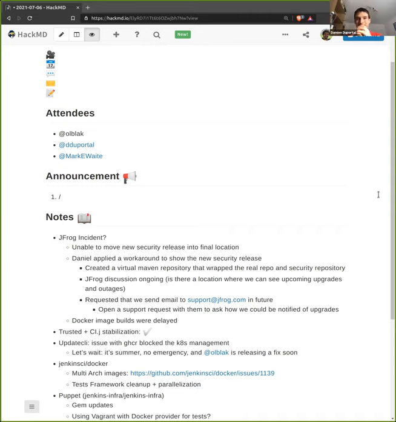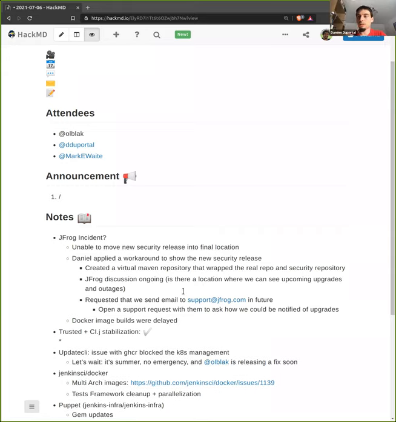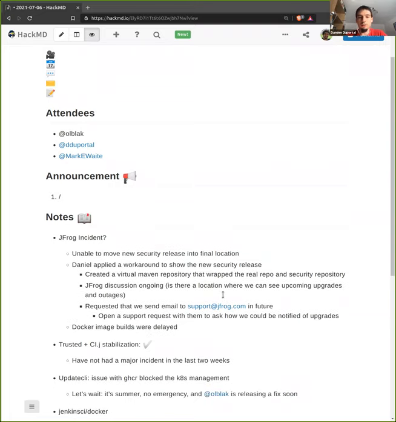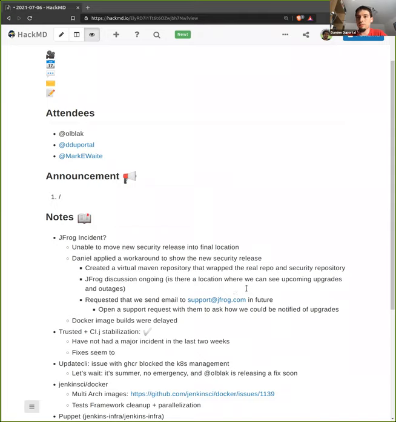Sounds good. So the next topic is about trusted CI and CI stabilization. Mark, Damien, you put that topic on the agenda. Yeah, it's just to acknowledge that it seems that we did not have major incidents during the past 2 weeks. I was on holiday last week, so I don't really know. Just confirm or tell me. But it seems that all the fixes we did in the past months have stabilized the instances. So we don't have much more time to spend on this unless something new comes up. Yeah, that was very nice.